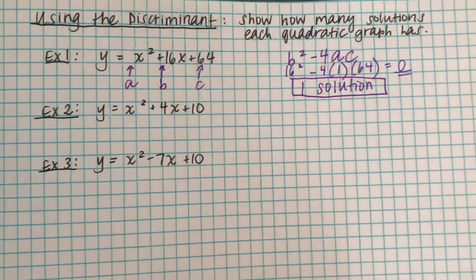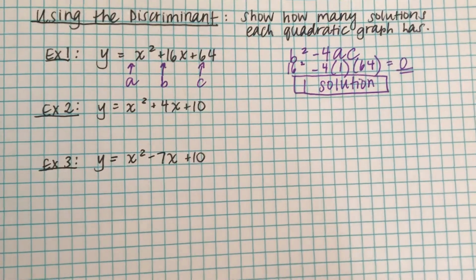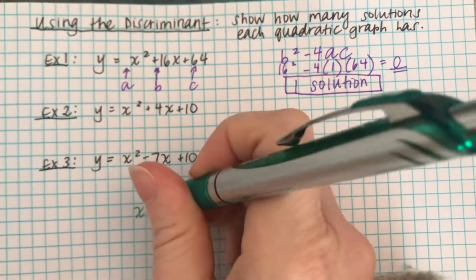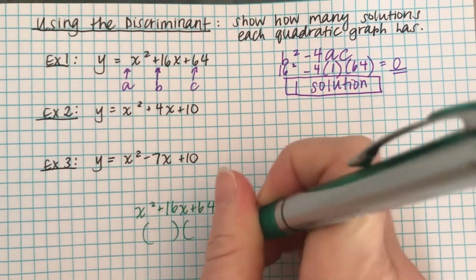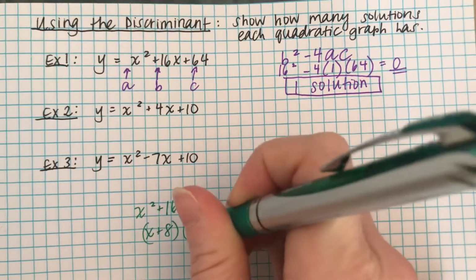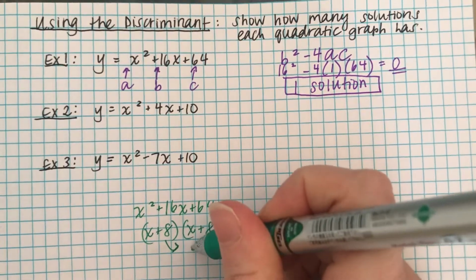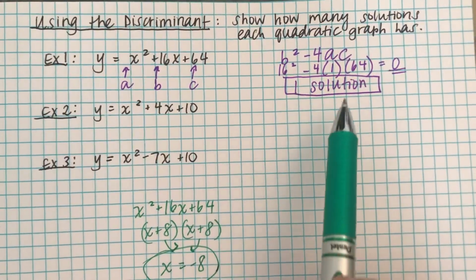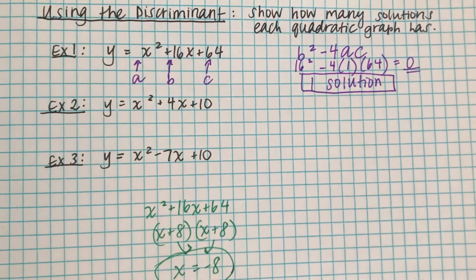Okay, I might come to the side and kind of show you. So if I had this x squared plus 16x plus 64, if I factorize this, it would break down to look something like this: x plus 8 times x plus 8. So we'd come up with just one solution, right, of x equals -8, so that matches, right? One solution is what we have in that occurrence up there, okay?